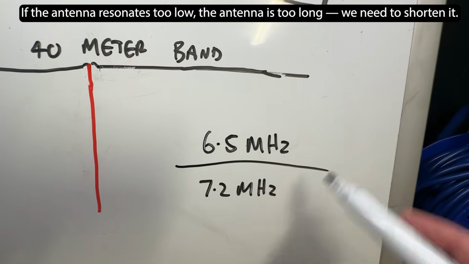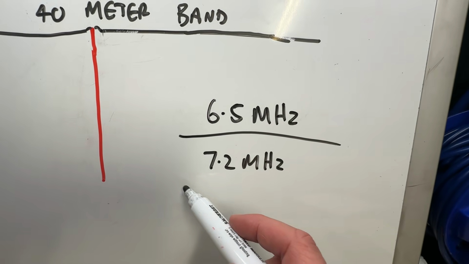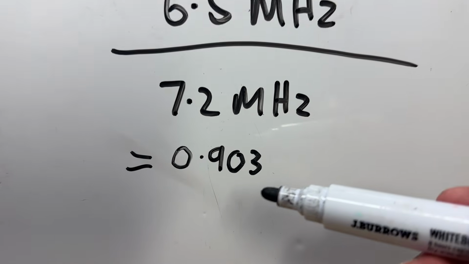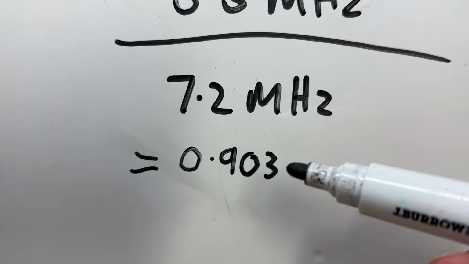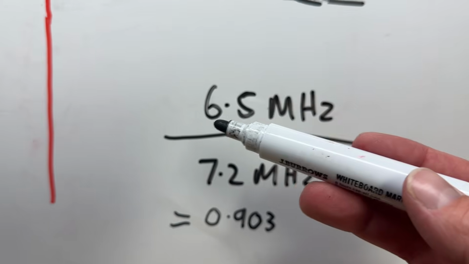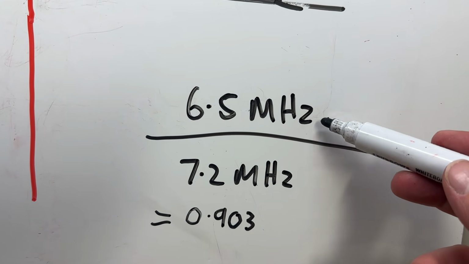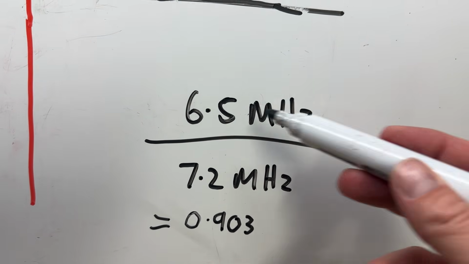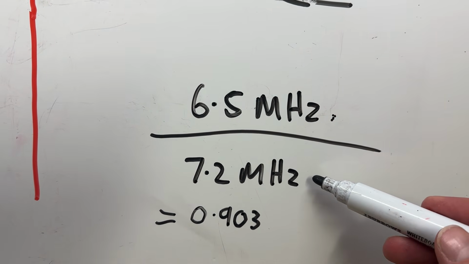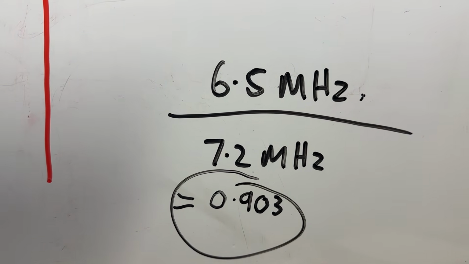Well, all we do is divide those two numbers. 6.5 divided by 7.2 equals 0.903. Now you can do this for any antenna length. If you take the current resonant frequency, the lowest SWR frequency of the antenna, and you divide it by the frequency that you want, then you get this scaling factor.